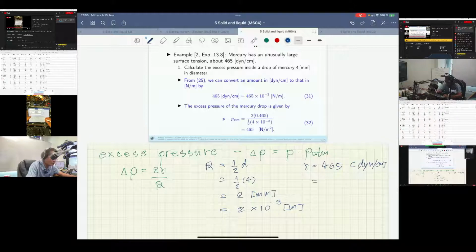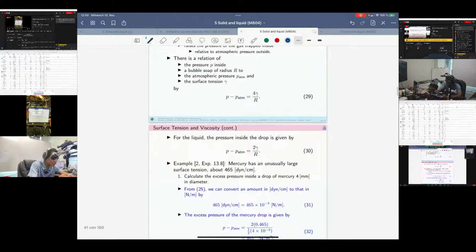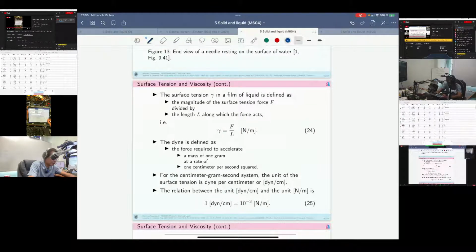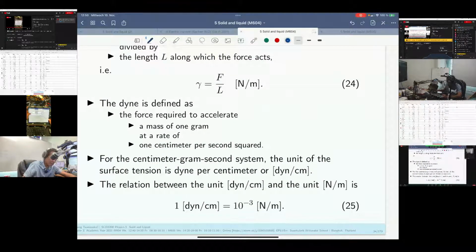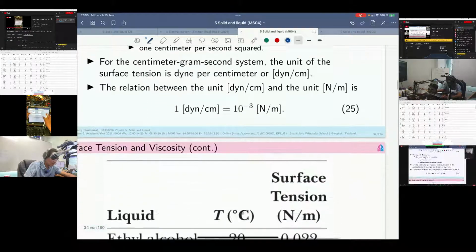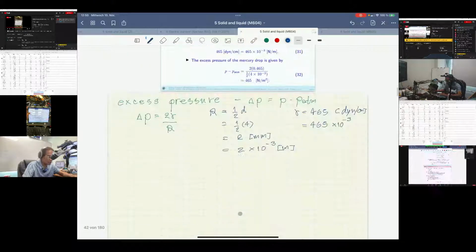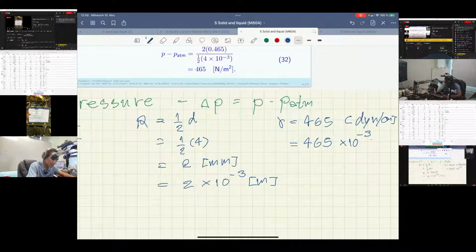And we have to convert it to the SI scale, right? Because we will compute everything in terms of SI units. It's going to be 465 times 10 raised to negative 3, according to the relation that we have seen earlier here, right? One dyne per centimeter is equal to 1/1000, it's 0.001 Newton per meter. That's the SI scale. Okay, let's continue our story here. It's Newton per meter, right? Okay.